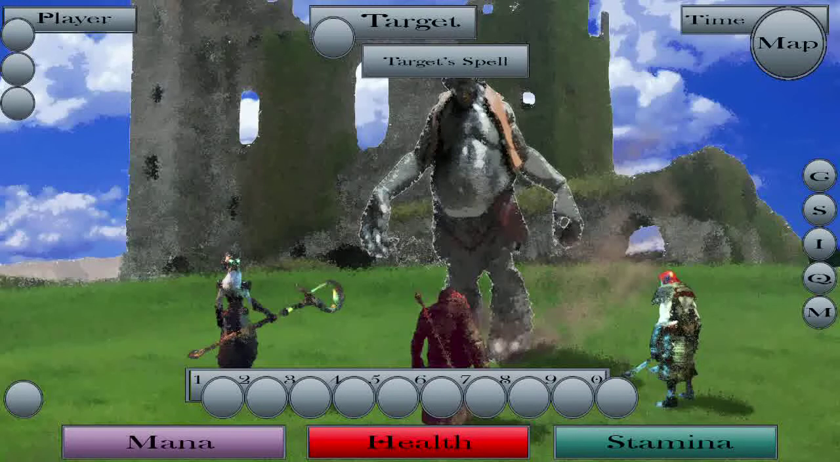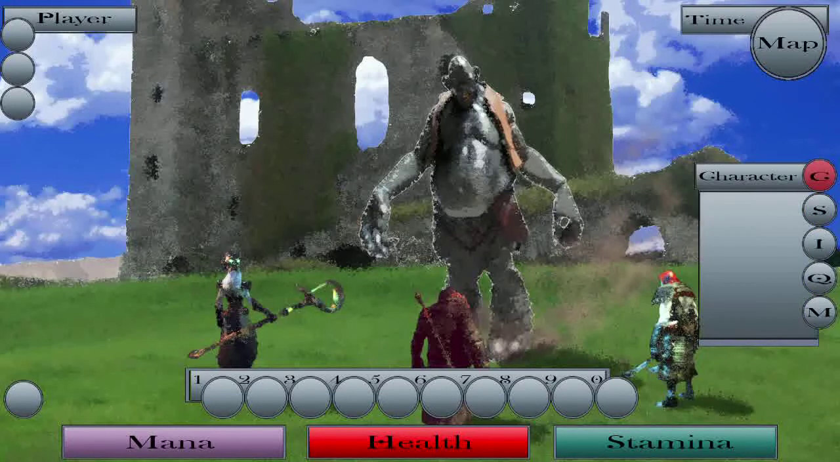Something else that we're doing is we are limiting how many spells a player can have out at one time. So on the right hand side, we wanted to make use of that space and give buttons so players can go through and see their character sheet, their spells, inventory, quests, and a menu system.